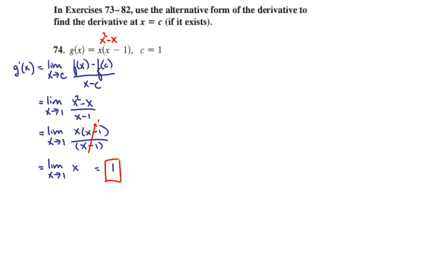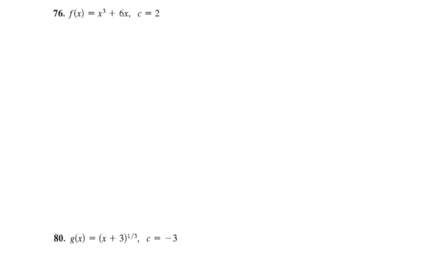And so this form is pretty easy to use when we're just looking for the derivative at a particular point. That's why this alternative form is often called the derivative at a point. And we'll go on to the next problem, and we'll see how much simpler this type of problem becomes.